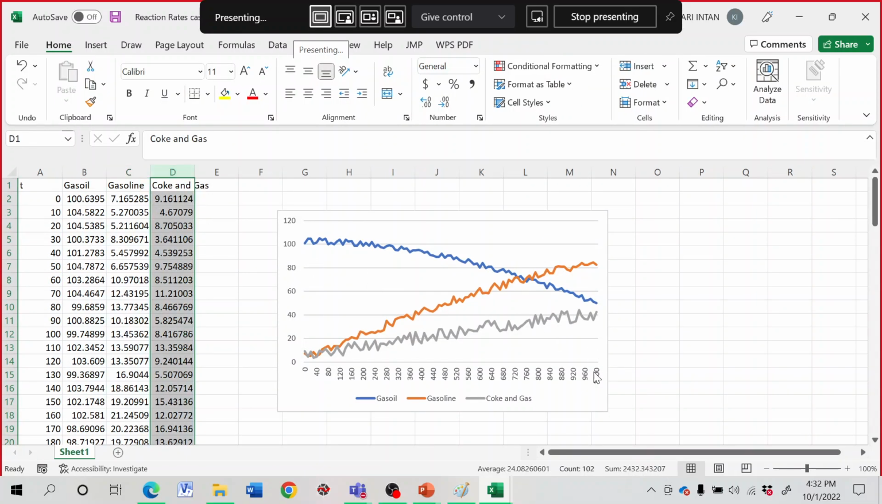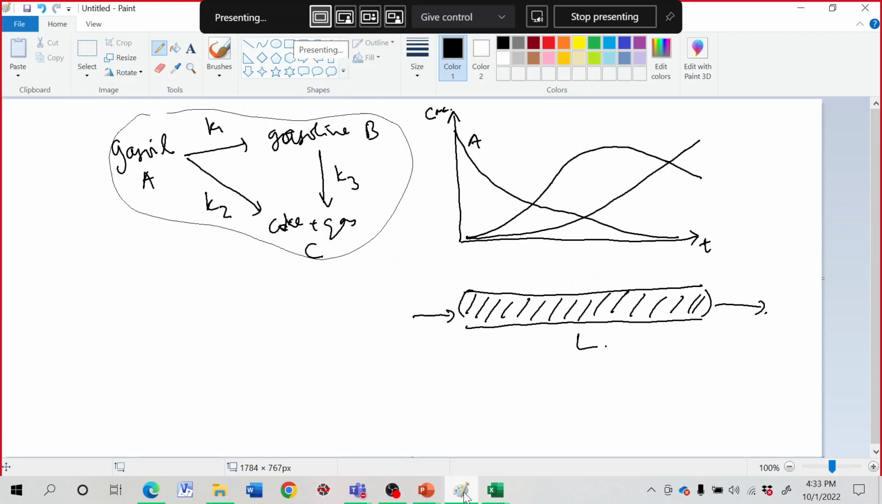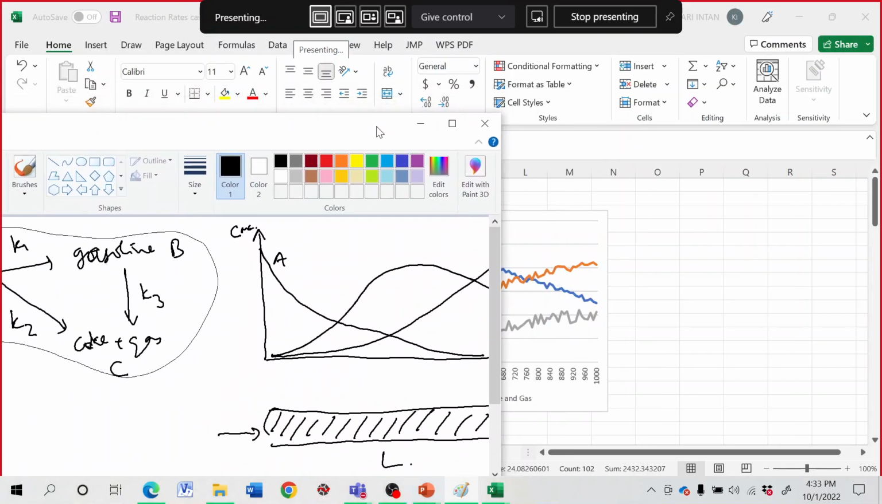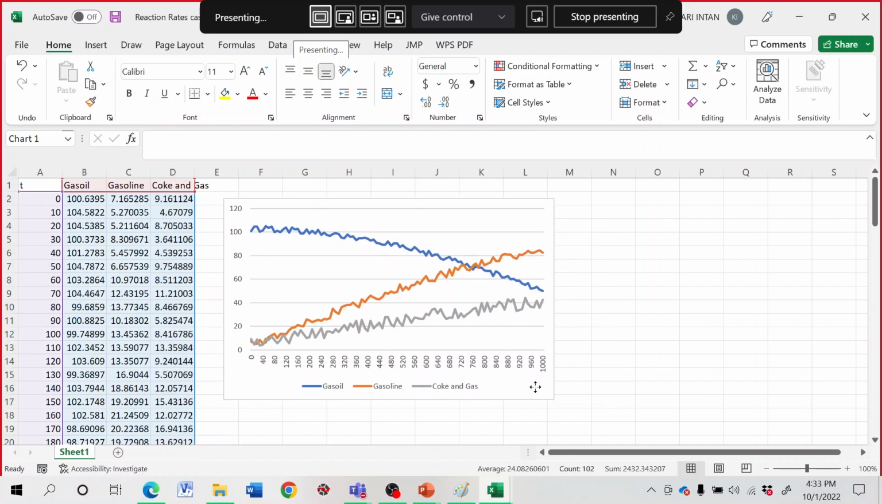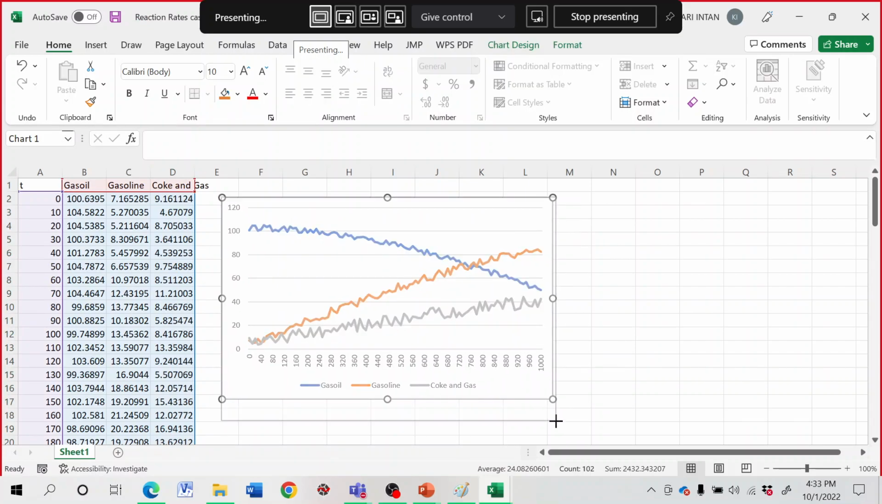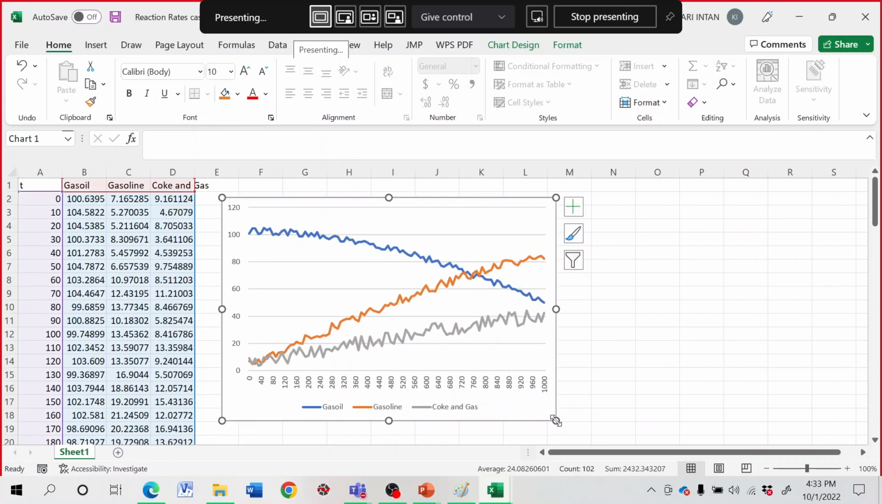So the data is until 1000. It's kind of similar to what we have over here. It's going down, the other way around apparently, because it's just a dummy example that I made. And then we have this B, which is the gasoline, and then we have another one which is a bit late, like that one. So the question is, what are K1, K2, and K3? That's the question.